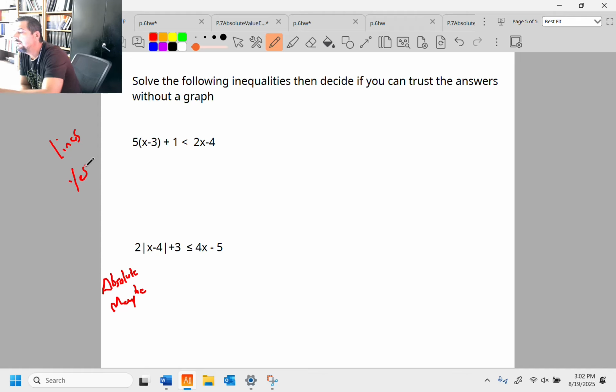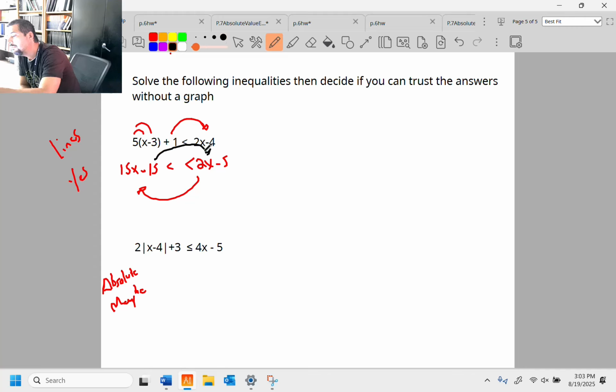Anyways, let's do this linear one. First thing that occurs to me is probably the subtraction of 1. That would give me less than 2x minus 5. And I'm also thinking about the distributive property as well. 5 times x minus 3 is 15x minus 15. So 15x minus 15 is less than 2x minus 5. And now I'm kind of thinking x is on one side. I could have sworn I changed my color there. And numbers on the other.